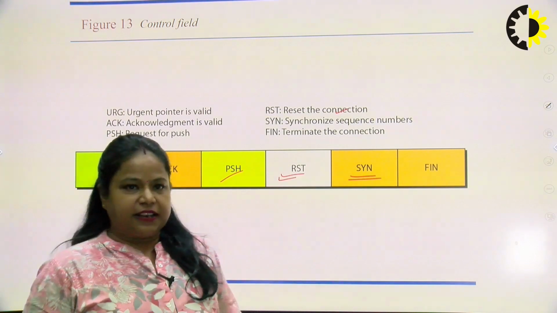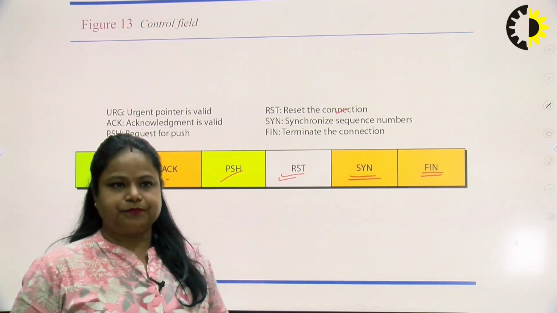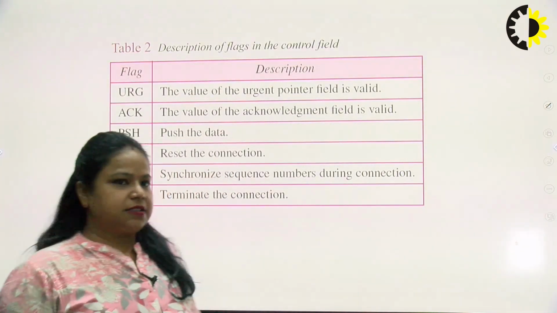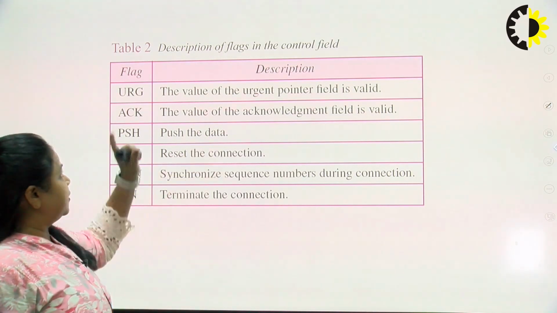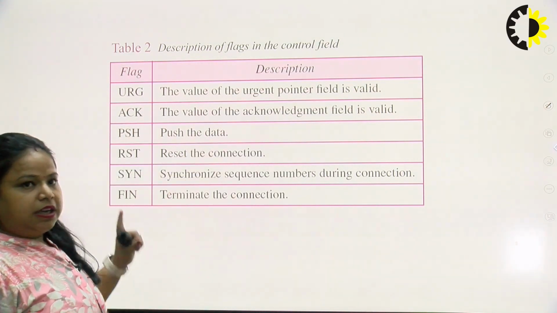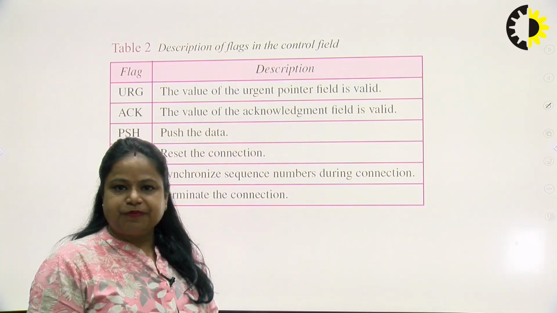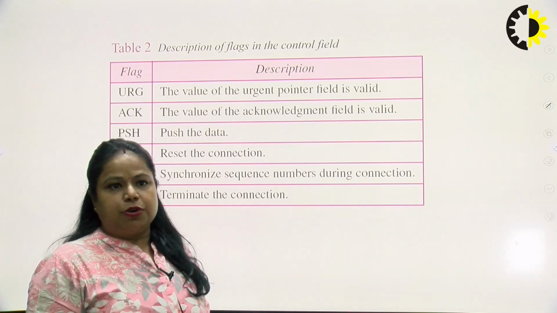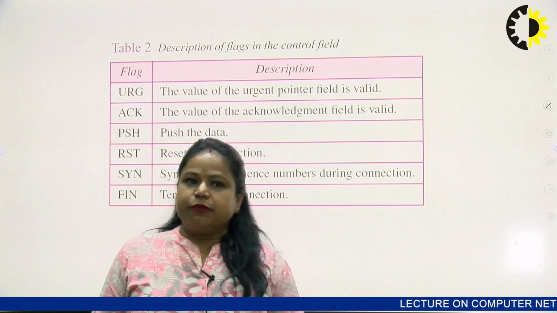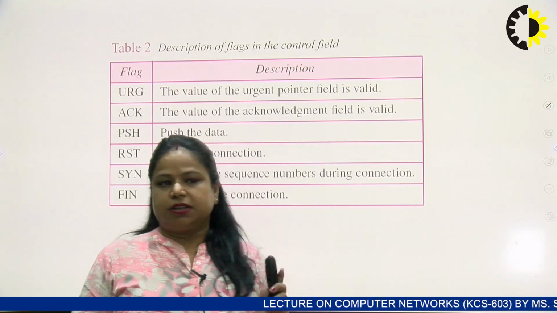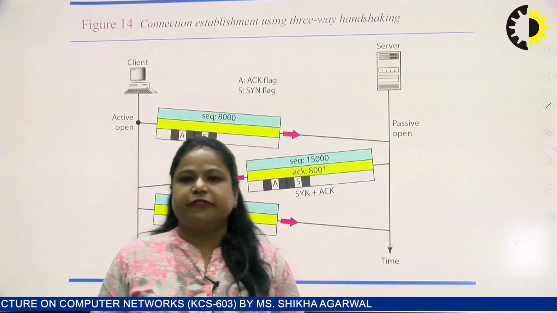Fine. And finally, if we want to terminate the connection, then we are using the FIN. So these are the general pointers which mean the same thing. If it is an urgent pointer, then the value of URG is 1. If it is an acknowledgement field, then you can say the value is 1. If we want to push the data, then it is called PSH. If we want to re-establish the connection, then it is RST. And if we want to synchronize the sequence numbers during the connection, that is SYN. And finally, if we want to terminate the connection, then we talk about FIN, finish.